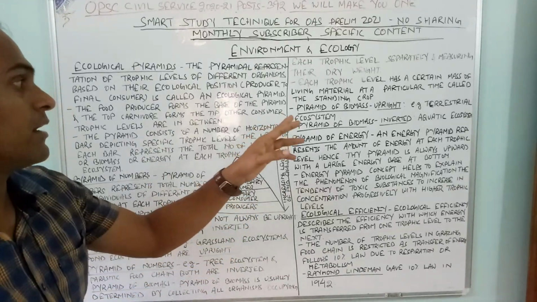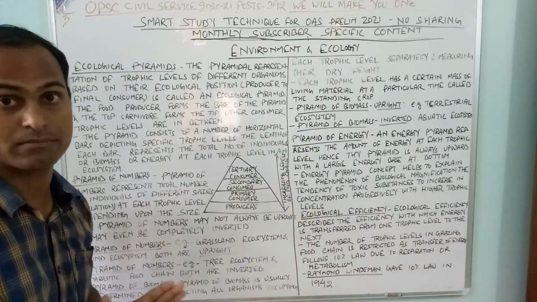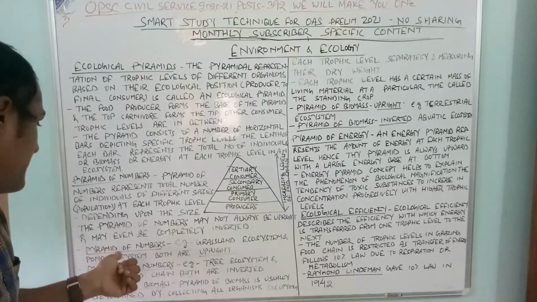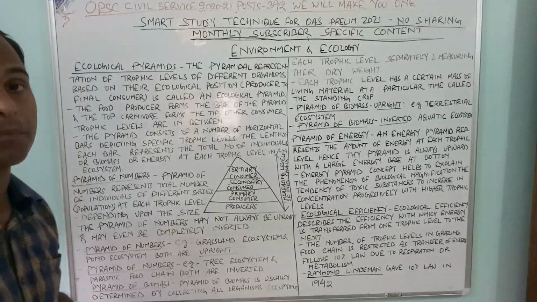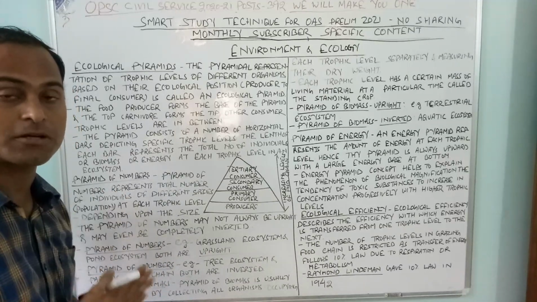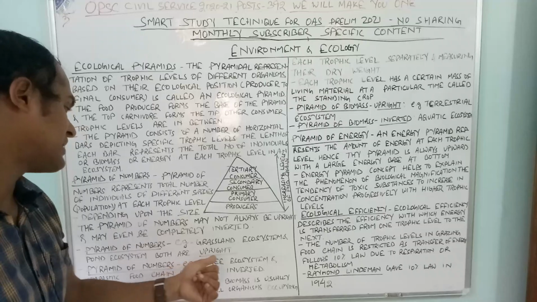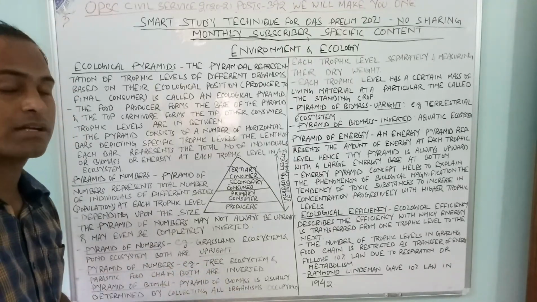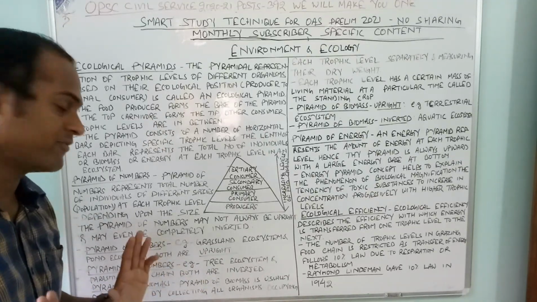Just like that, the pyramid of energy will always be upright. Then pyramid of numbers: the grassland ecosystem and pond ecosystem are both upright. Always remember, in both grassland ecosystem and pond ecosystem, the pyramid is always upright. Then pyramid of numbers in a tree ecosystem and a parasitic food chain are both inverted. In this particular pyramid of numbers, both are inverted.